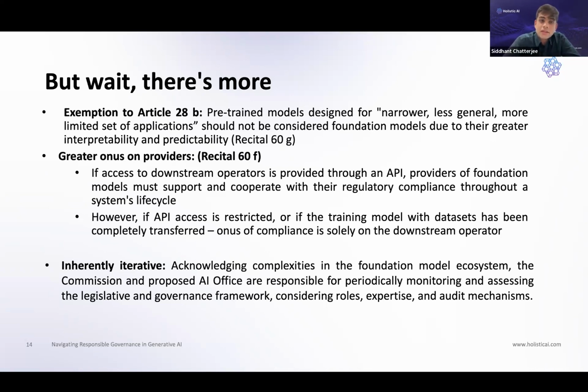The EU AI Act, while being very comprehensive, also acknowledges the rapid pace of change in the generative AI ecosystem, and tasks the European Commission as well as the proposed AI Office to periodically assess the legislative framework for changes, and also, interestingly, consider integrating audits and conformity assessments when and as required to better assure such models. So as you can see, the EU has a very comprehensive, targeted, and holistic approach when it comes to regulating generative AI.